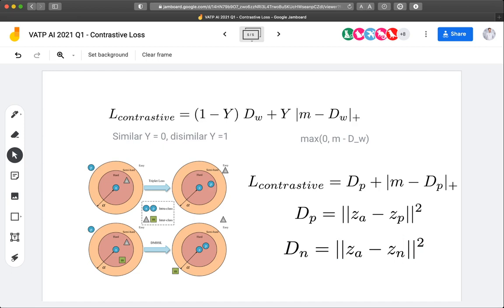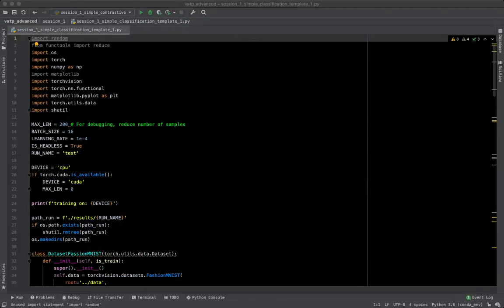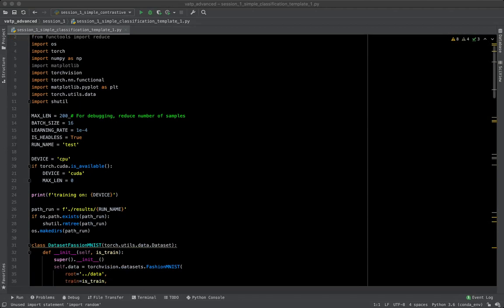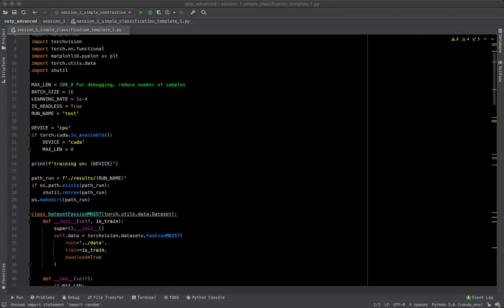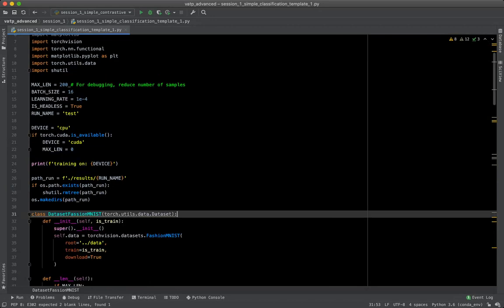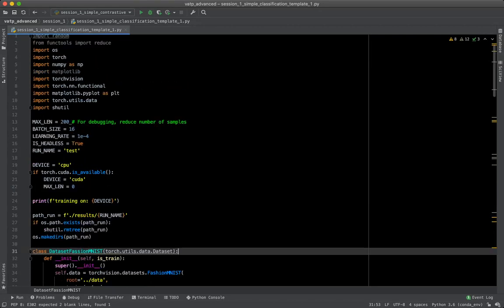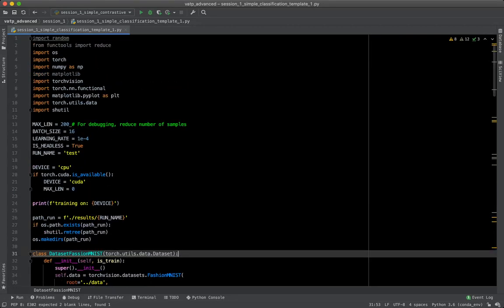Let me share the code. So you should have the template ready for the classification. I will try to show you a little bit how to do the proper model loading very quickly. I prepared the template that you can run on Google Colab, for example. Okay, so I see actually one interesting thing.